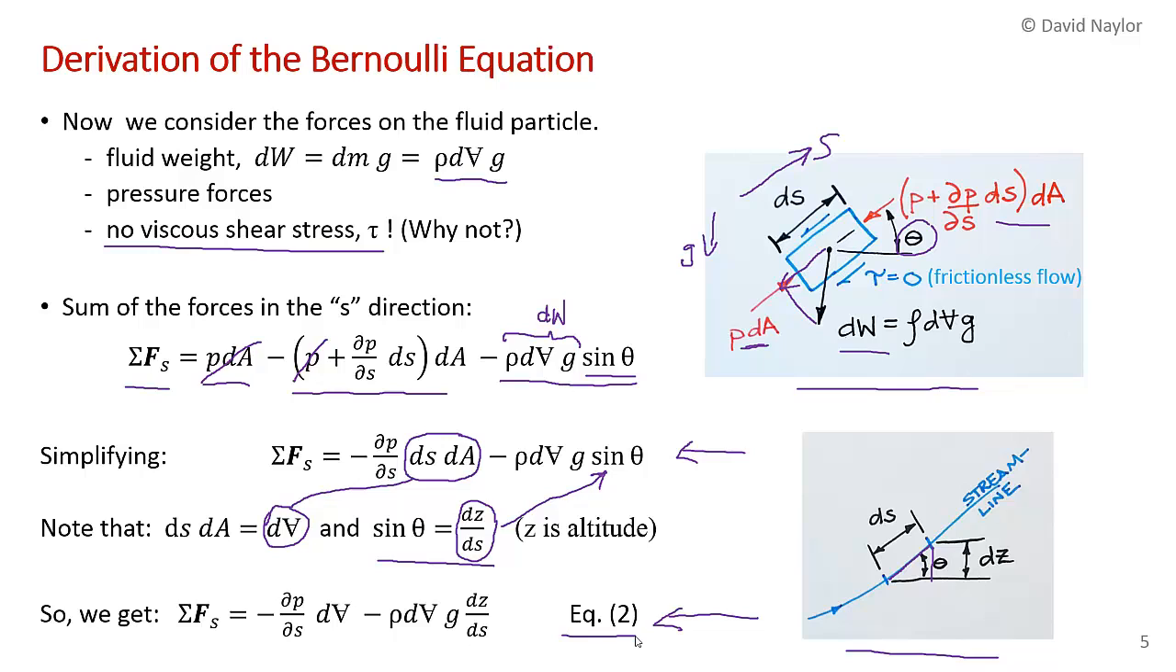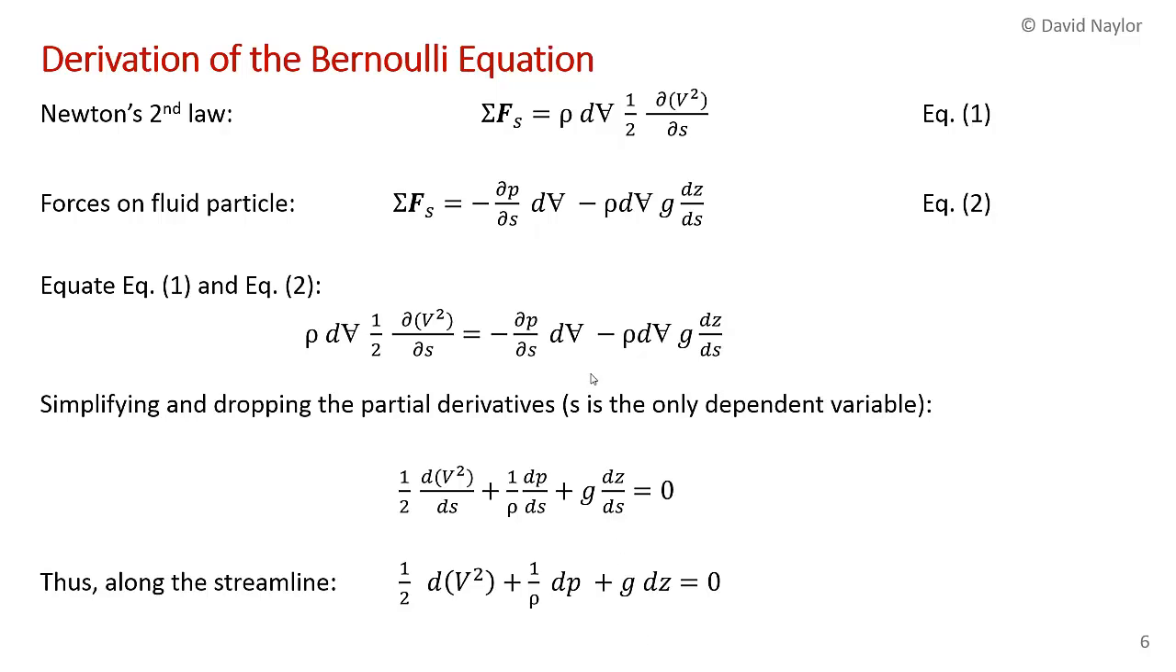So now, in the next slide, I summarize this, I think. We have equation 1, which is Newton's second law, where I've rewritten the mass times acceleration term in terms of the streamline direction S, and I've done a few other manipulations as well. And then, in the previous slide, we summed the forces on the fluid. We've got the pressure force and the gravity force. No viscous force, because we're assuming that this is a frictionless flow. The fluid has no viscosity. And that's where that assumption comes in.